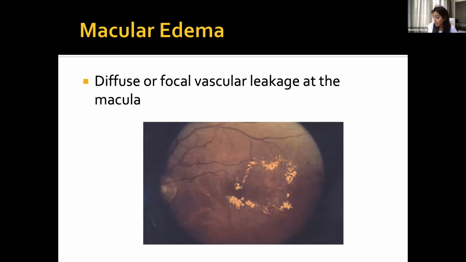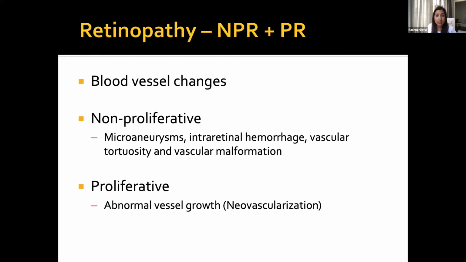The other thing I do want to go over with you guys, and I do recall my internal medicine boards having ophtho pictures where you had to identify what they were, so I would study those when you're studying for your boards. There are two types of retinopathy: non-proliferative and proliferative. Both are associated with blood vessel changes. In non-proliferative, you'll usually get microaneurysms, intraretinal hemorrhage, vascular tortuosity, and vascular malformation. In proliferative retinopathy, you'll get abnormal vessel growth or neovascularization, so the growth of new vessels.